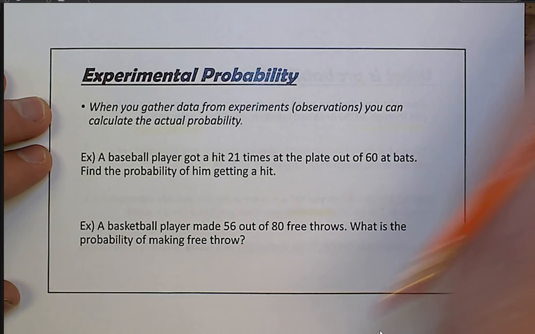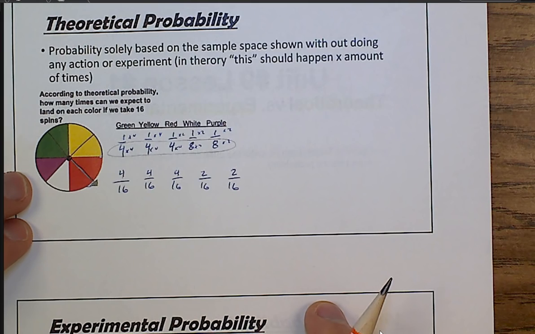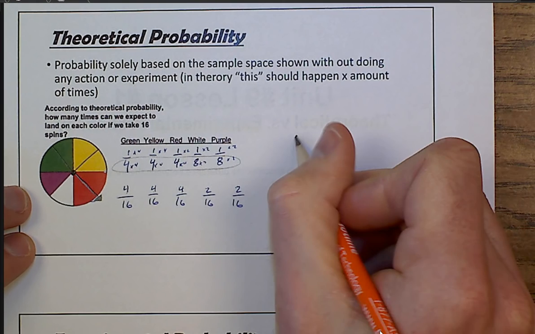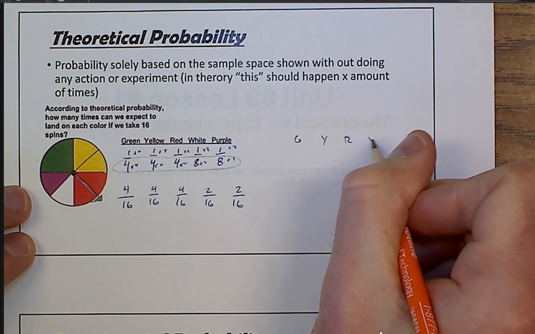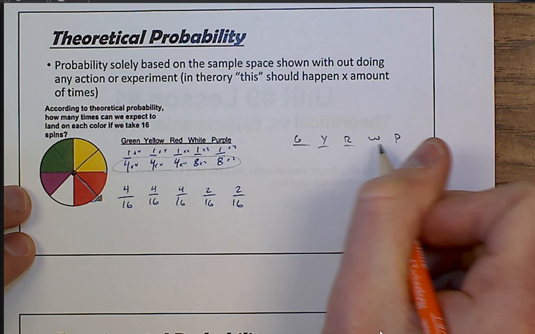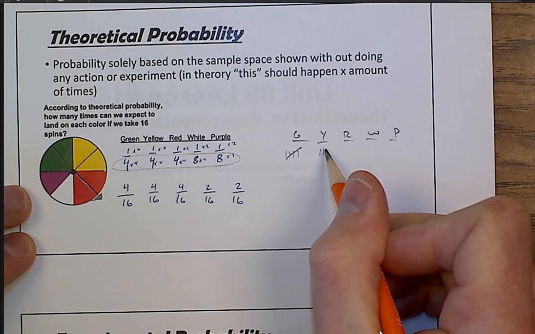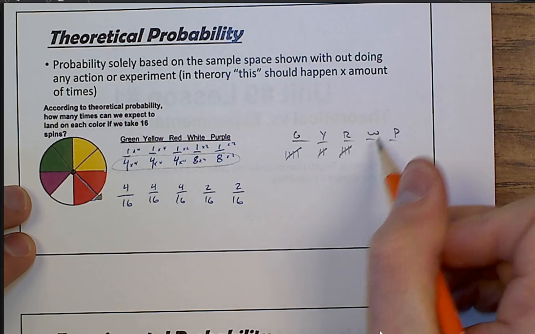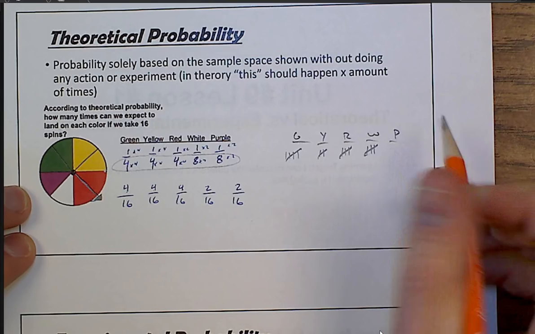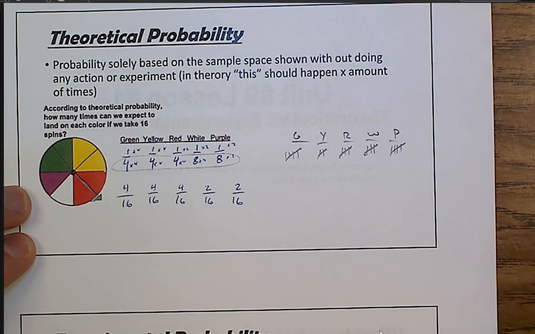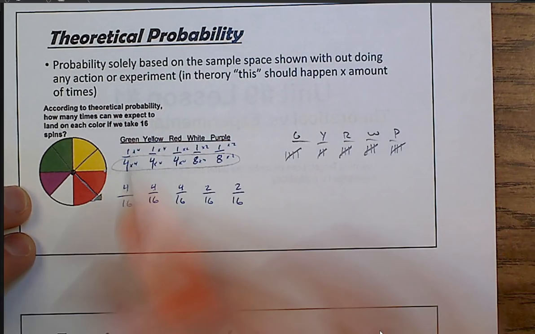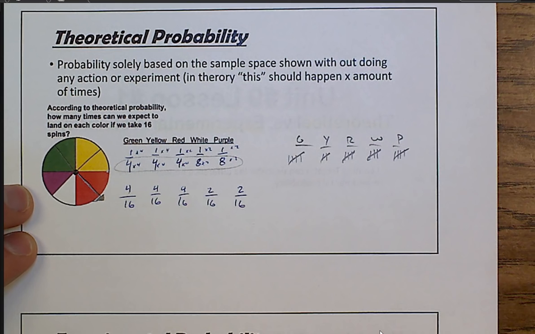So come back up here, and let's say we ran the experiment. Here's green, here's yellow, here's red, here's white, here's purple, and let's say we got 5 there, 2 there, 3 there, 3 there, and 5 there. So we ran an experiment and did it 16 times, and we kept track.